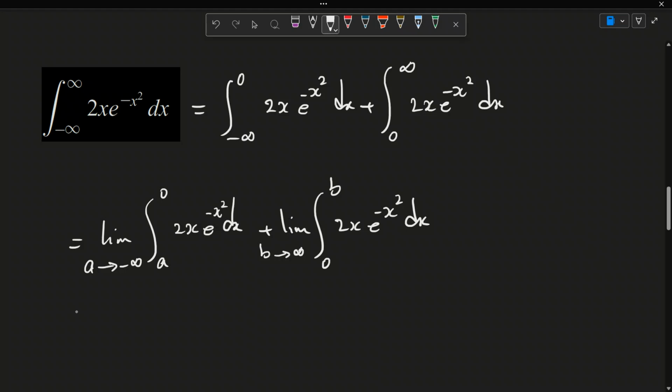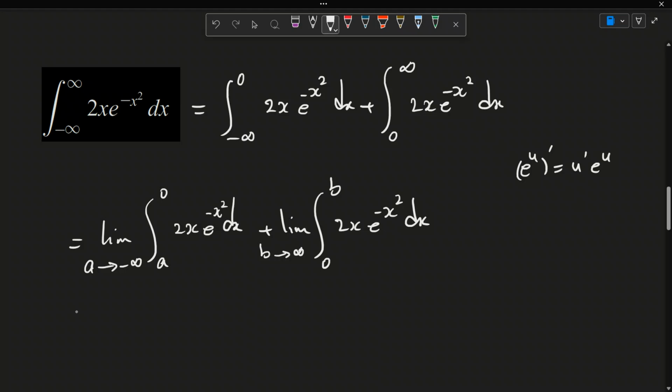Now how can I find the integral? It's clear, it's u prime e to the u, and we know that e to the u has derivative u prime e to the u, or the integral of u prime e to the u is e to the u. But what's the derivative of minus x squared? It is minus 2x. We just need a negative sign here.